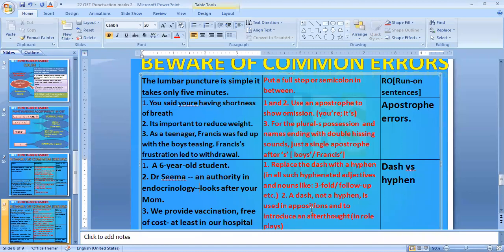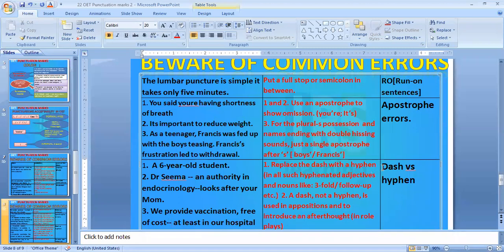Okay, we provide vaccination free of cost, at least in our hospital. So this, to introduce an afterthought, at least in our hospital, is an afterthought. Because you say that we provide vaccination free of cost, then suddenly you remember, maybe in some hospitals they charge. In some hospitals, patients may have to give money. So then you immediately say, at least in our hospital, that I know. In other hospitals, I don't know. So for introducing this afterthought, put a dash, not hyphen.